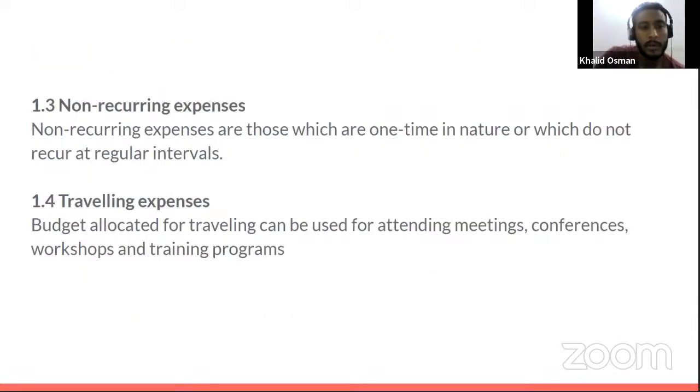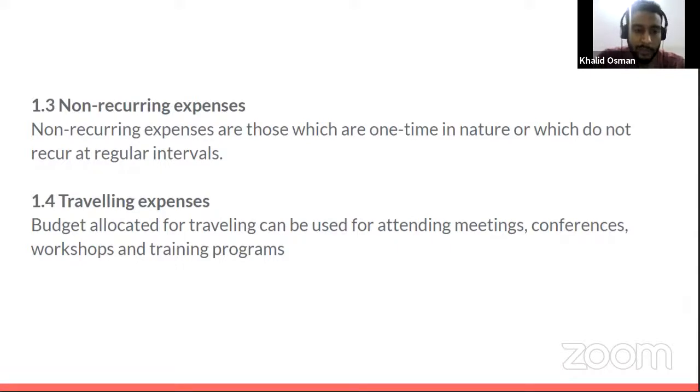Then there is non-reoccurring expenses. Non-reoccurring expenses are those which are one-time in nature and which do not recur at regular intervals. Particulars included in this category are equipment or instruments with its accessories, for example, software, computer, printer, or anything that you will only need once, so you don't have to redo it every time throughout the study.